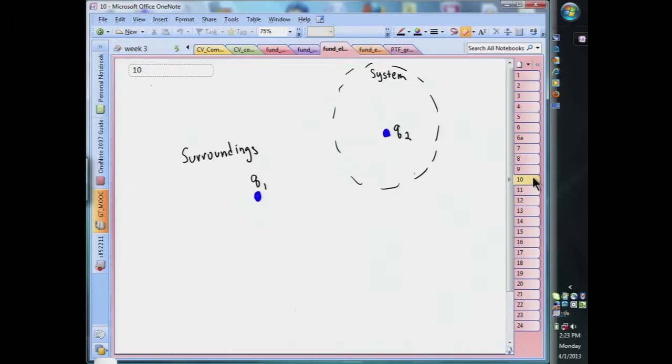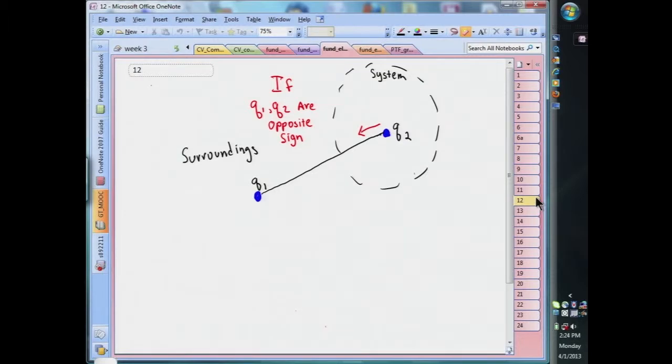Now, if there is in the surroundings another object with non-zero charge Q1, the system experiences an electric force along the line between our system and the object in the surroundings, such that either the system is attracted toward the object in the surroundings if Q1 and Q2 are opposite charges, that is, one charge is positive and the other is negative, or the system is repelled away from the object in the surroundings if Q1 and Q2 are like charges, that is, the charges are either both positive or both negative. We'll discuss how to handle these different cases shortly.